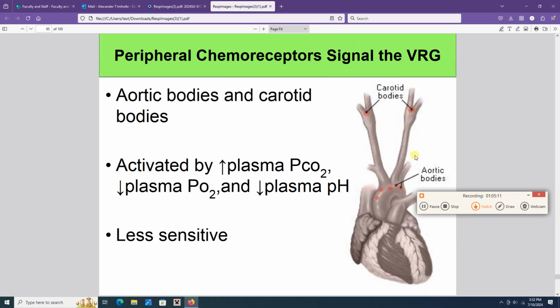Now, I did say there are other things that influence your VRG. So you have other chemoreceptors called peripheral chemoreceptors. They're in little areas called your aortic bodies and carotid bodies, little neuronal regions in your aorta, in the arch there, and in your carotid sinus here. And these guys are activated by an increase in plasma PCO2, or a decrease in plasma PO2, or a decrease in plasma pH, but they're a lot less sensitive. We're more tolerant of changes in our blood, less tolerant of changes in our CSF.